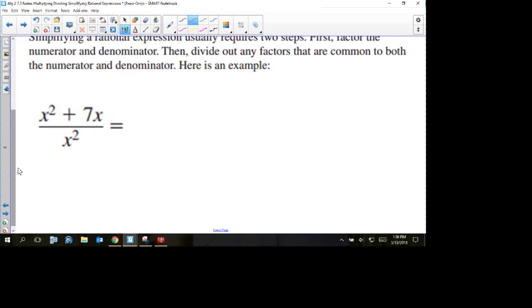What your rules, the order that you do this, is you factor, and then if something factors out of the top and the bottom, then you can cancel it. So let's factor the numerator. How do you factor x squared plus 7x? GCF.